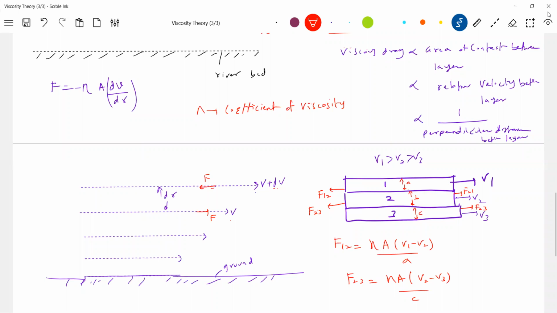Correct. F23 will depend on the distance between layers. It will act to oppose relative motion: V12 is towards the right, so F12 is opposite to that. These are the layers I'm taking. So there's a layer 1. Actually, the distance between layers is A.